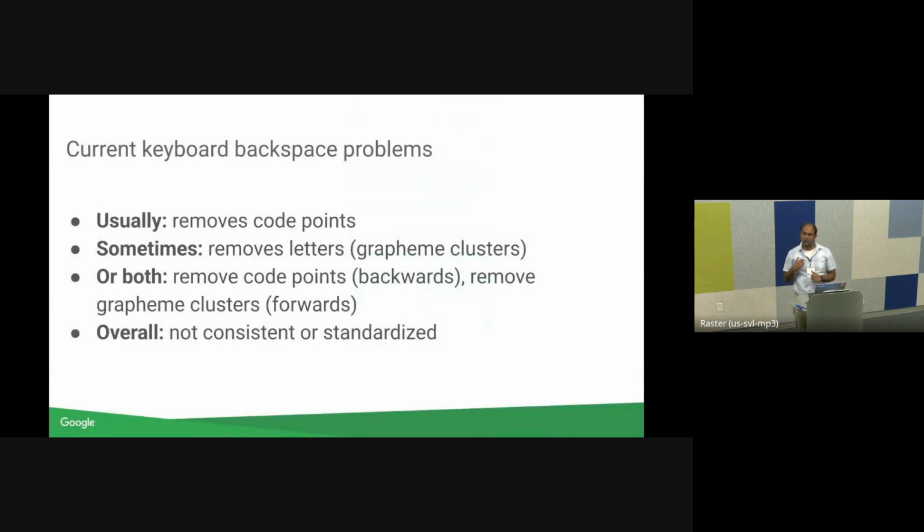But when we look at the current keyboard implementations' backspace problems, usually it removes code points. Again, that's the Unicode way of thinking about it. Sometimes it removes the entire letter, or to be more accurate, the grapheme cluster, or both, depending on the direction. If you delete backwards, it's one thing. If you delete forwards, with the delete key, it's another thing. And overall, it's just not consistent, and it's definitely not standardized. No one's talking about it.